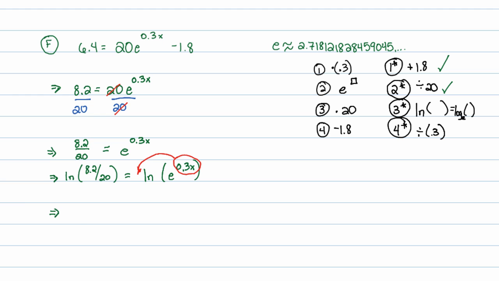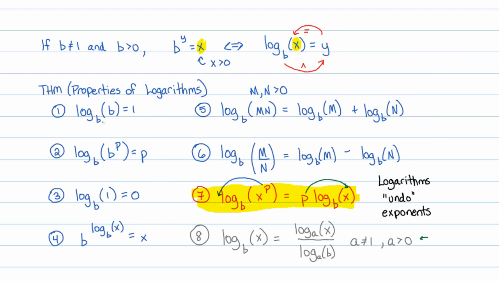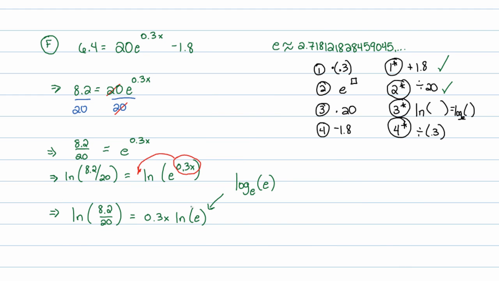So I'll go ahead and write this as the natural log of 8.2 over 20 is equal to 0.3x times the natural log of e. Now let me show you something about that natural log of e business. That is log base e of e, right? Well, we have a theorem way back when. Log base b of b, that's just 1. So log base e of e must be 1. So this is actually equal to just 0.3x on the right hand side. So now I've gotten rid of all exponents in the problem.